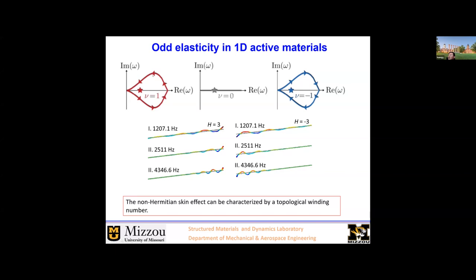If you plot this dispersion curve in the complex omega domain, you get a loop. Here you can find that for p greater than zero, the winding number equals positive one. This means that in a finite structure, the skin effect localizes the wave energy on the right-hand side. If you use a transfer function with p negative, the winding number equals negative one, and the wave mode energy is localized on the other side. This is typically called the topological skin effect.